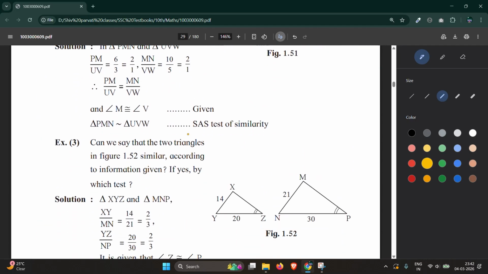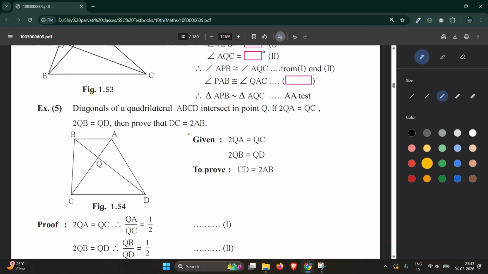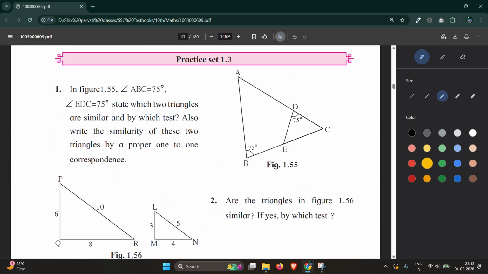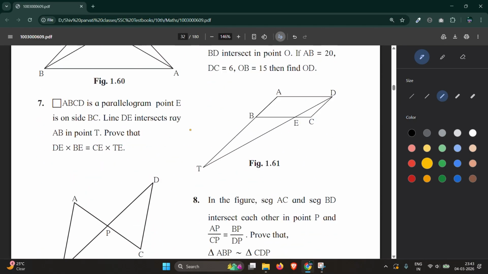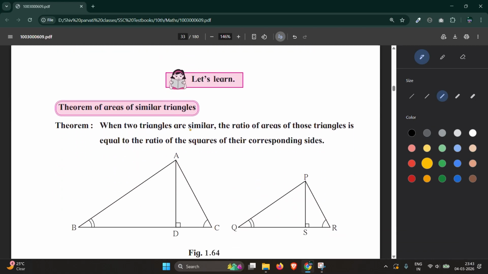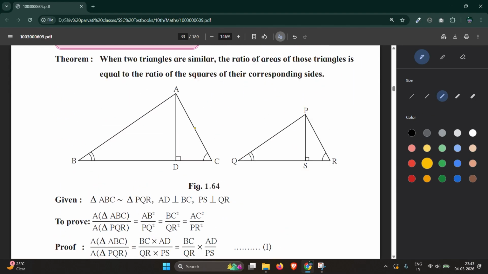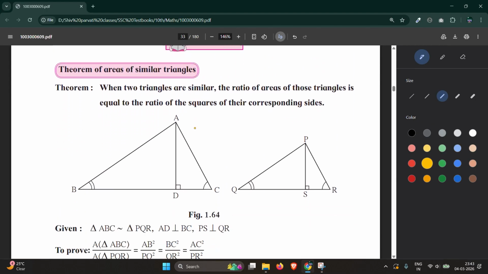So now there are some more examples. We are not going to go through those as we don't want to make the video too lengthy. There's just one more theorem left in this chapter, so let's quickly cover that as well. The last theorem of this chapter is about two triangles which are similar. We are already given that this triangle and this other triangle are similar.